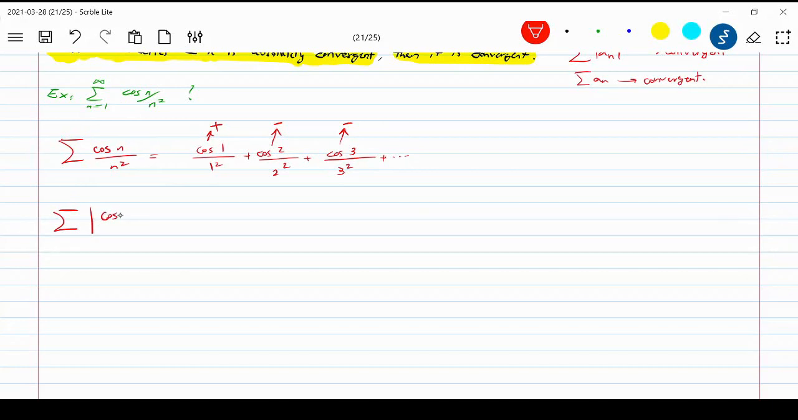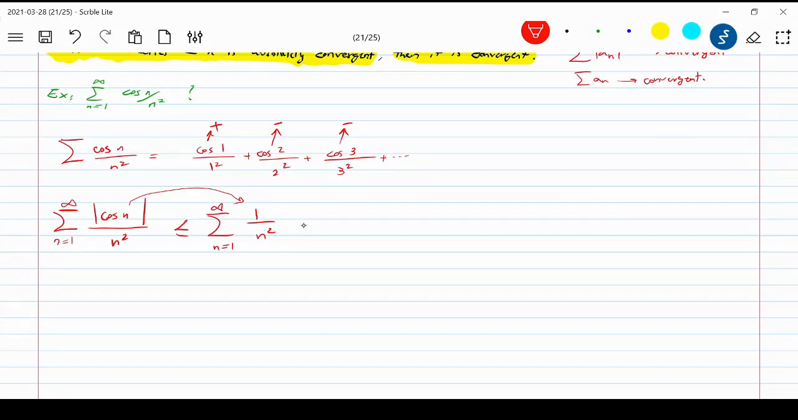Let's deal with the absolute value of cosine n divided by n squared. N squared is positive, so I kept it out of the absolute value. It didn't make any difference. The sum is from n equals 1 to infinity. Let's check this. What do we know about cosine? The absolute value of cosine is always less than or equal to 1. So I can say this is for sure less than or equal to the summation of 1 divided by n squared, n from 1 to infinity, since the absolute value of cosine n is less than or equal to 1. This is the comparison test.